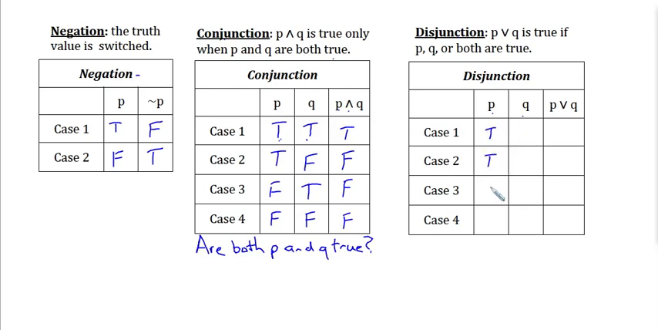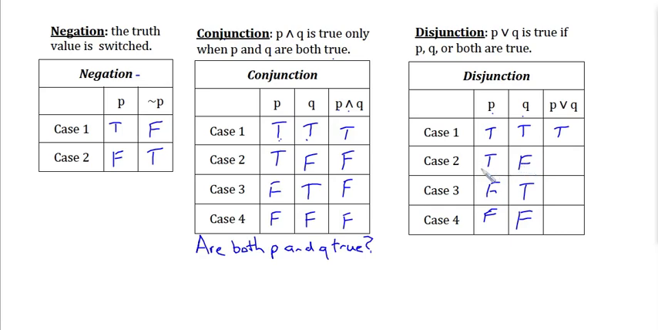So true, true, false, false, under P. And then alternate true and false under Q. Okay. Now, another way to think of this, if there is a presence of true in our case, then the statement P or Q is going to be true. Okay. So is there a presence of true in this first case? Well, yes, there is. So both are true, and we get a true statement.